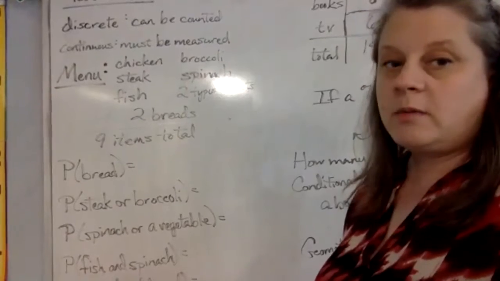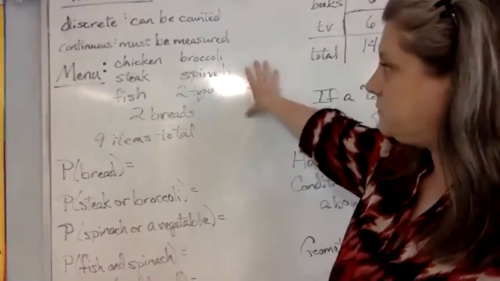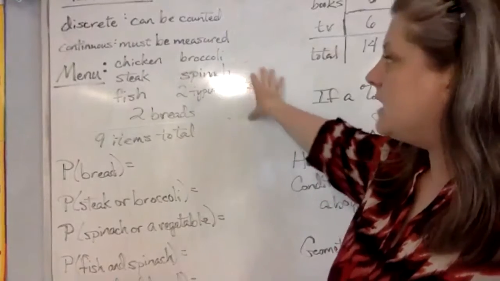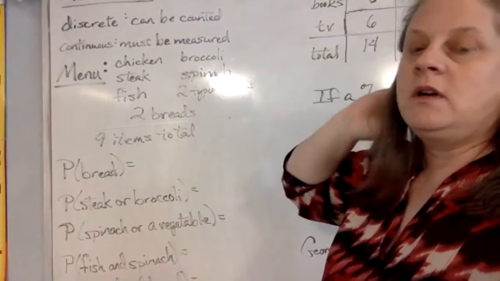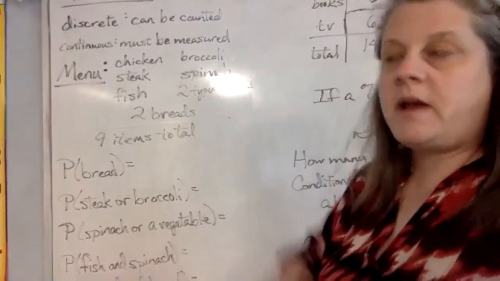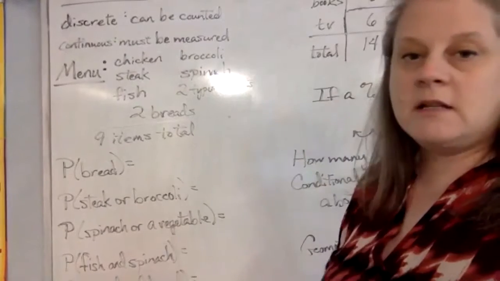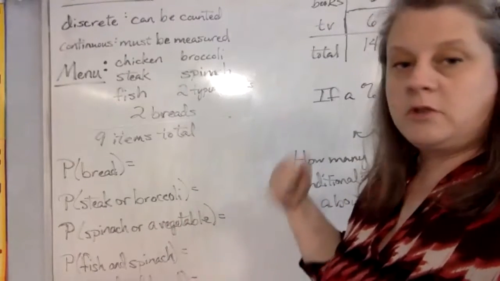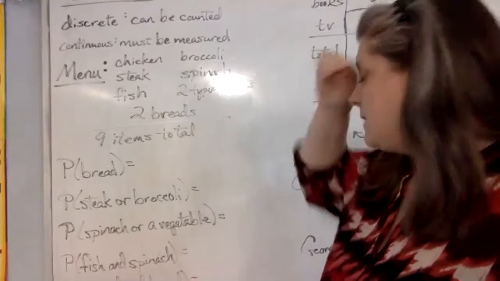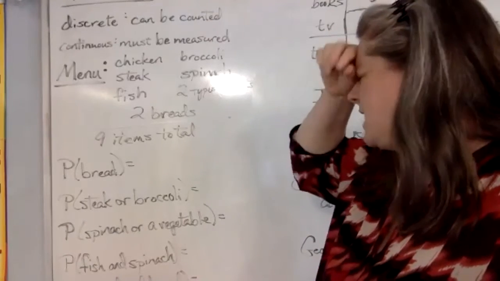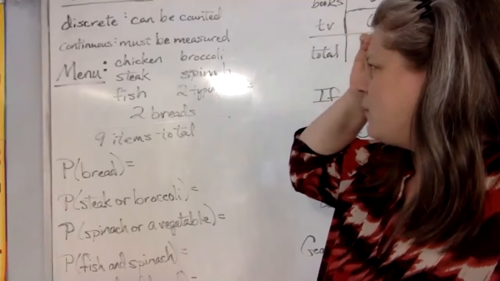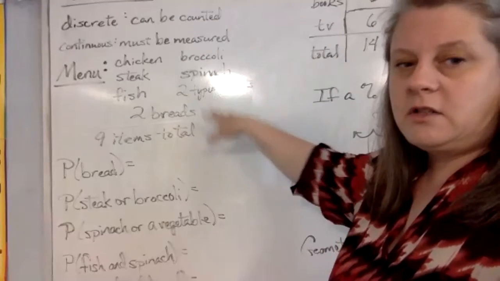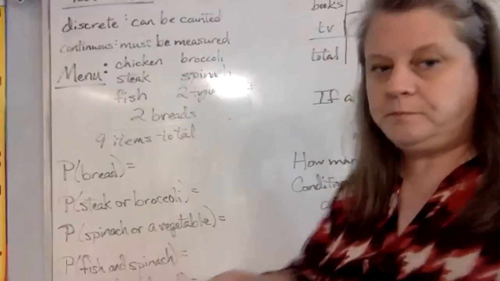Another common problem that you have on the test is like this right here, where it gives you menu options or different colored jelly beans in a bag or different colored pens or whatever it may be that you're drawing out. So on here for the menu, they can have chicken, steak, or fish, or they can have broccoli, spinach. They have two different types of carrots, and there's two types of breads to choose from.